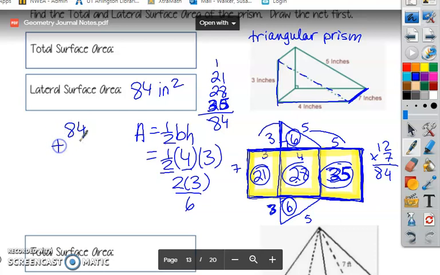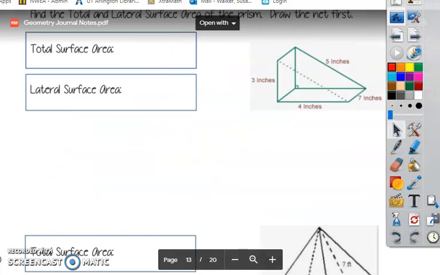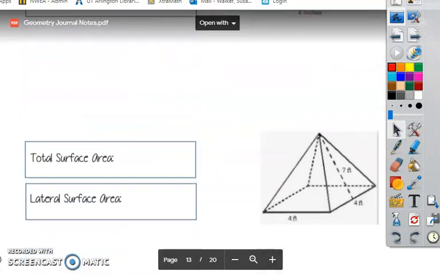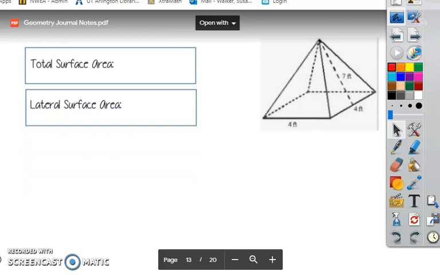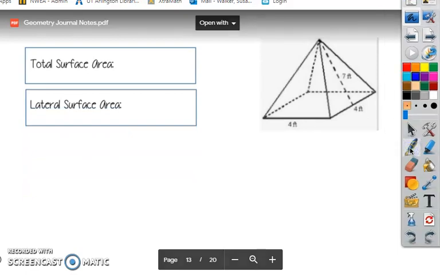Or I can just do 84 plus 6 plus 6. It really doesn't matter. 6 plus 6 is 12, and 84 plus 12 is 96 inches squared. That is our total surface area. I know sometimes these nets can be difficult, and again, they may give you a net. We will hope that they do, because that's going to save you a lot of time.